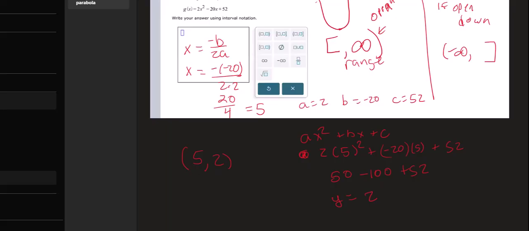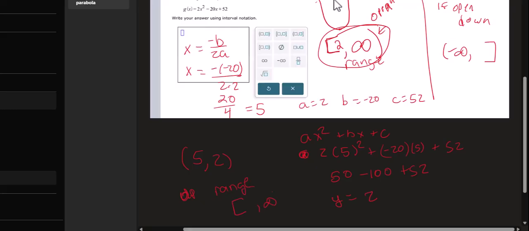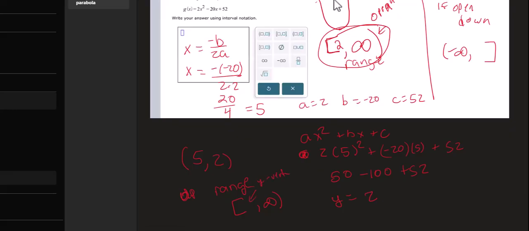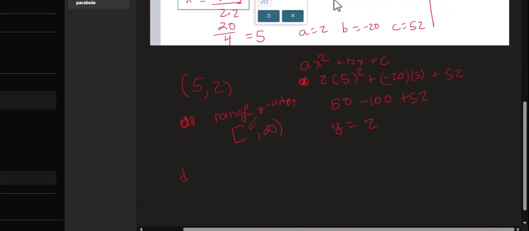It's a parabola that opens up, so that means when it opens up, it is 2 to infinity. So just remember, up, the range will be a number to infinity, and that's the y coordinate of the vertex. And if it opens down, it would be negative infinity to the y coordinate of the vertex.